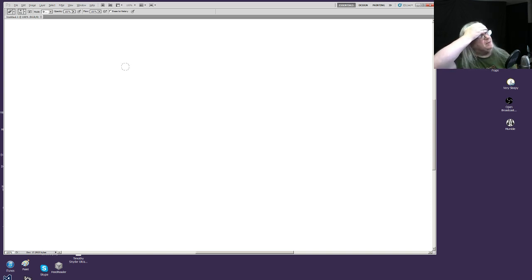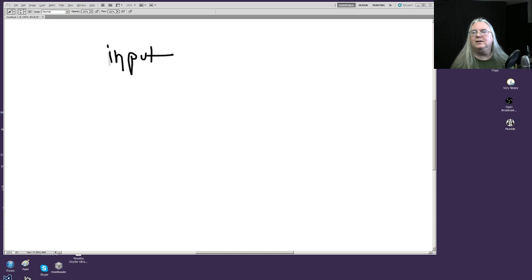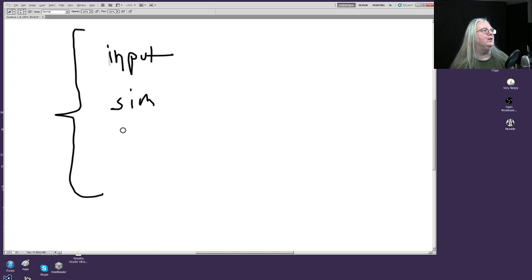The basic thing that you learn about making a game is that you have a main loop. You have input, simulate, and render. That's your classic early game loop.